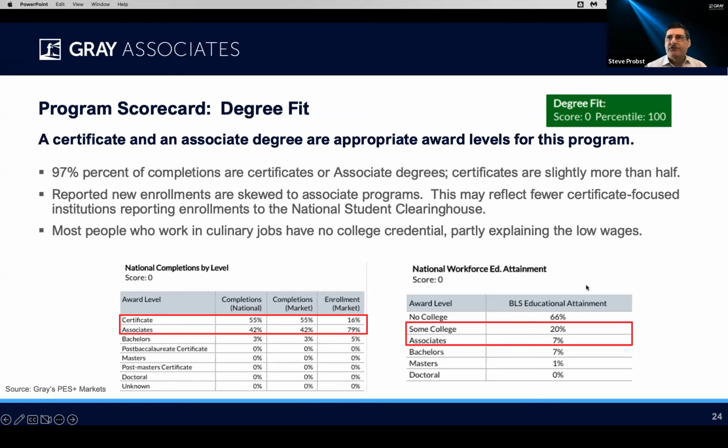You can also see the workforce attainment here. Remember the really low wages we saw? Well, it turns out people in the specified fields, only 27% of them have a certificate or an associate degree. There's a few with a higher credential, but 2/3 of them report having no college at all. And when you have people with a college credential competing against people without college, that's going to pull down the wages that the college graduates earn.